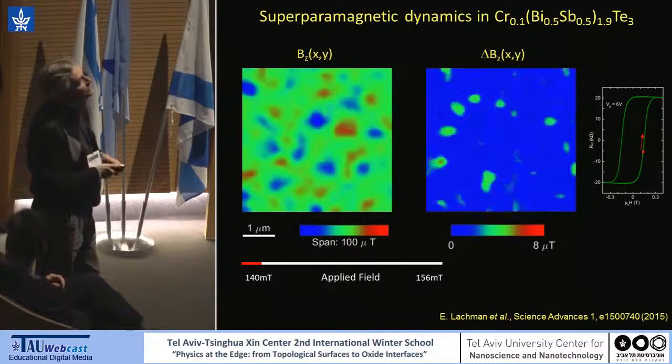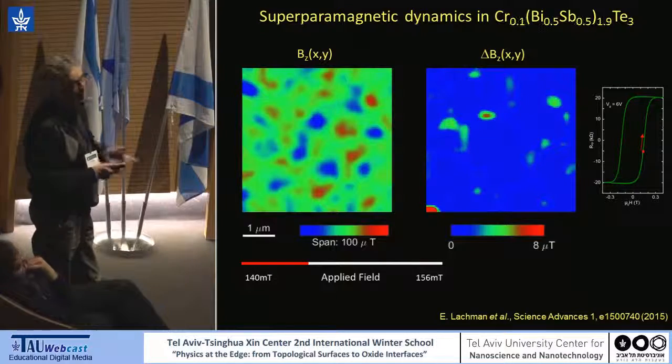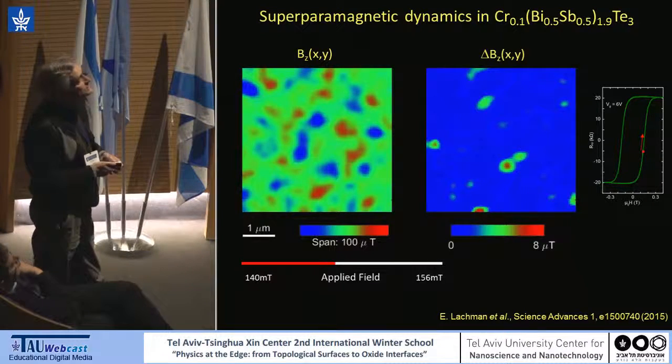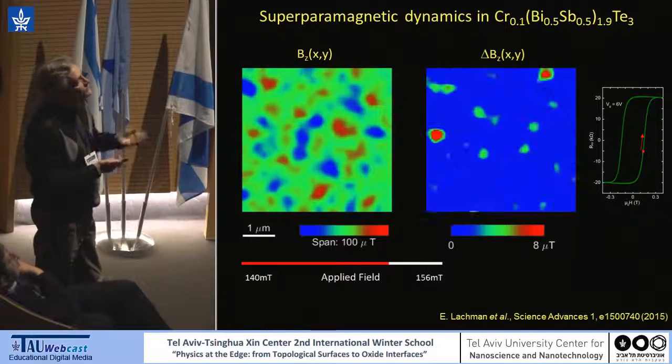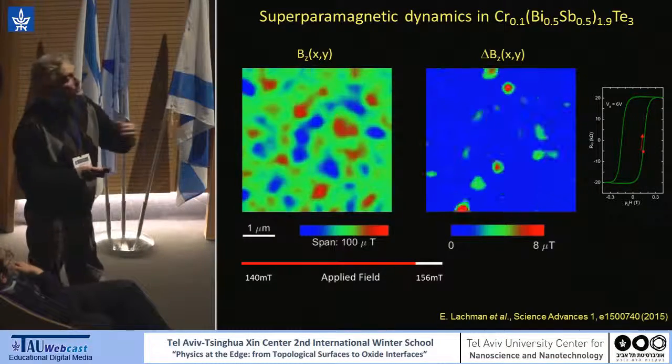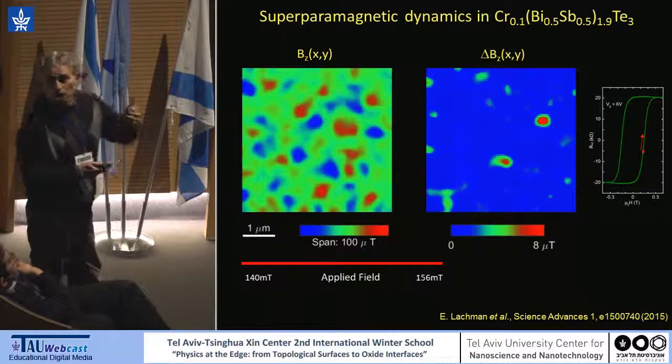Now I'll run the movie again. Look at these domains. They appear randomly in space. Their characteristic scale is about 100, 200 nanometers, which is comparable to the size of our SQUID. And they're all pointing upwards.